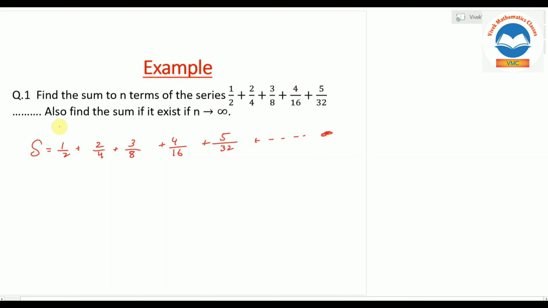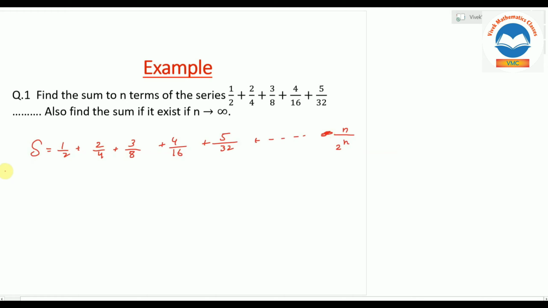So if you see here, the numerator 1, 2, 3, 4, 5 is an AP, and 1 by 2, 1 by 4, 1 by 8, 1 by 16, 1 by 32 is a GP. It means what? It is an AGP because it is the product of AP and GP. So what will be your nth term? n divided by 2 to the power n. Okay, n divided by 2 to the power n.